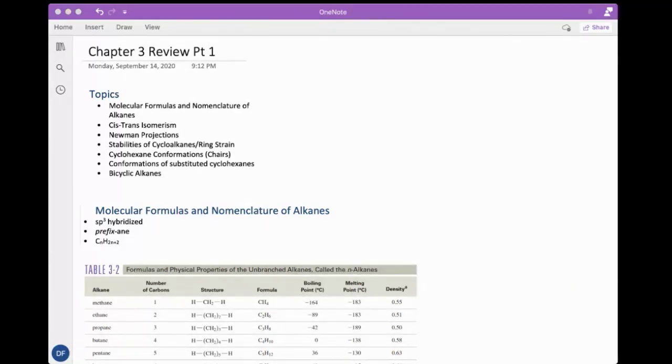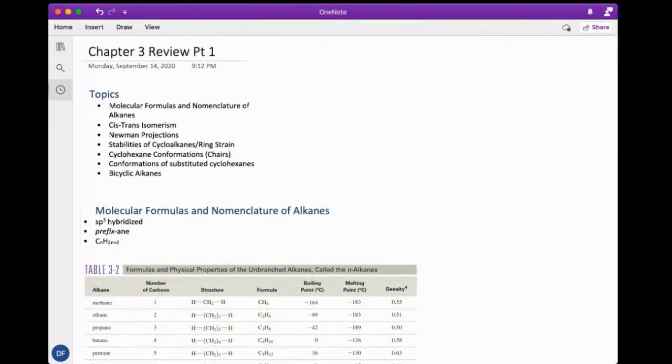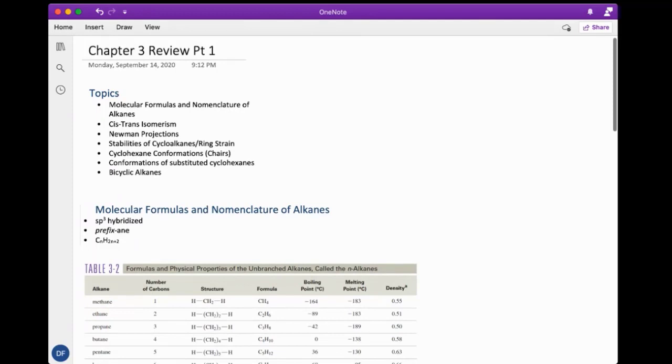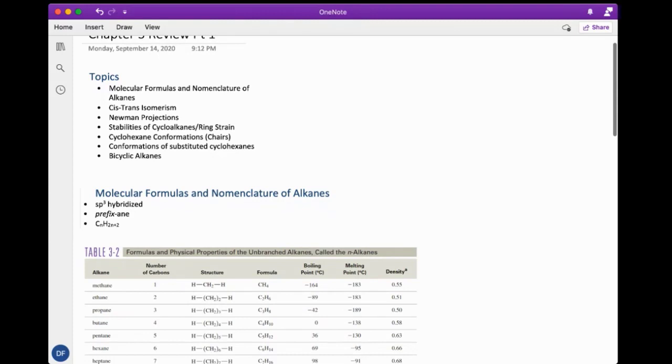So okay. I'll get started on chapter 3. Can everyone hear me all right? Yes. Okay, so let's start. So in chapter 3, we'll talk about basically alkanes, what cis and trans mean. We'll go over Newman projections, ring strain and cycloalkanes, and chair conformations, as well as bicyclic alkanes.